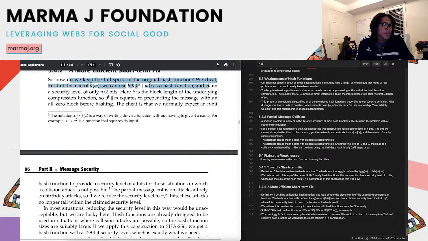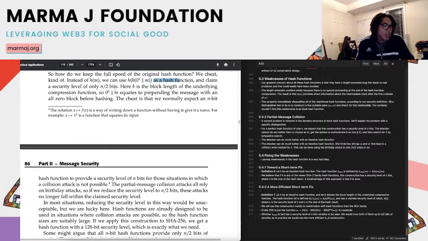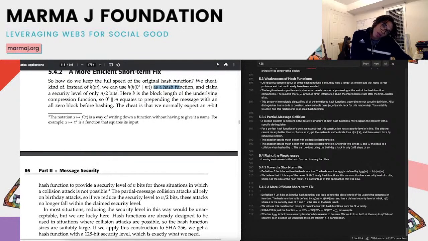So how do we keep the full speed? We cheat. Instead of HM, we use H and we append it with a bunch of zeros, with the number of bits as a hash function, and claim only the security of n/2. Here, B is the length of the block.